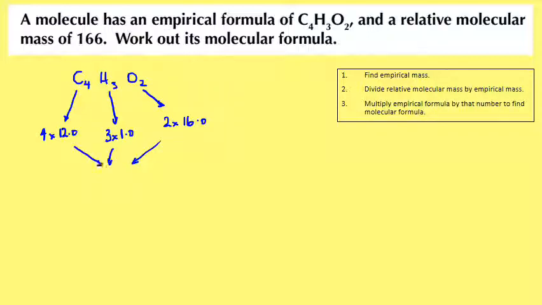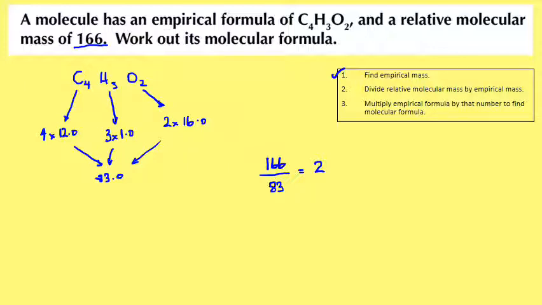They all add up to 83.0. So now we have the empirical mass. And the next step is to divide the molecular mass by the empirical mass. So we've got the molecular mass, 166, divided by the empirical mass, 83. And you can see that it's pretty much always going to be a whole number. And so you can quickly see that 166 over 83 is 2.